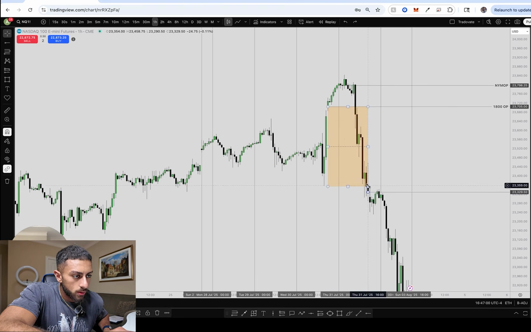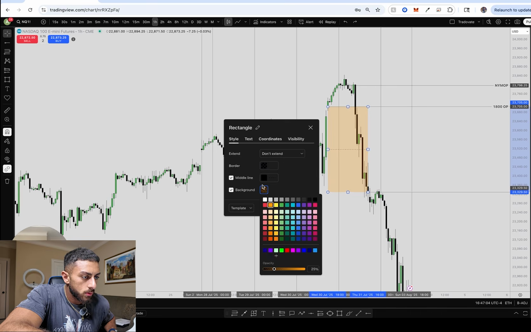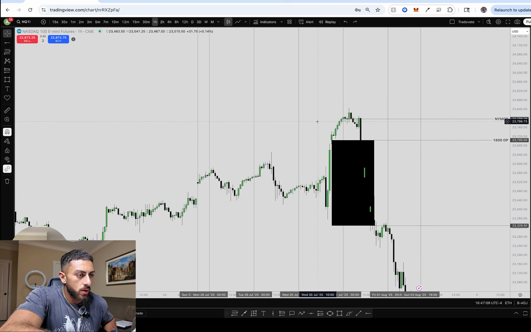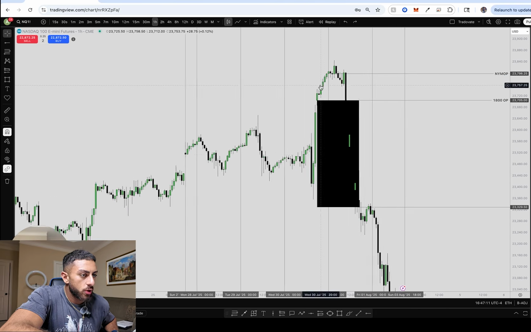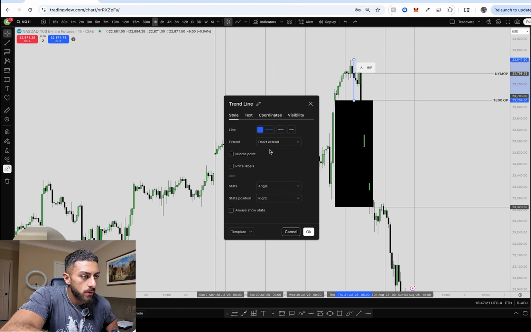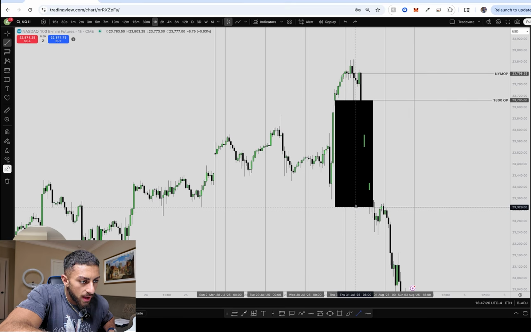Price closed right here, okay? So if this was a bearish candle, that means that during this time, price went all the way up as high as here. Hold up, let me remove this magnet. Price went all the way up as high as here, and it went all the way as low as right here.